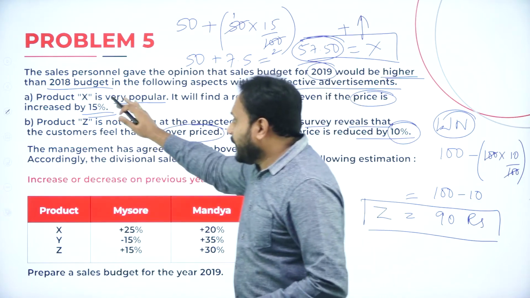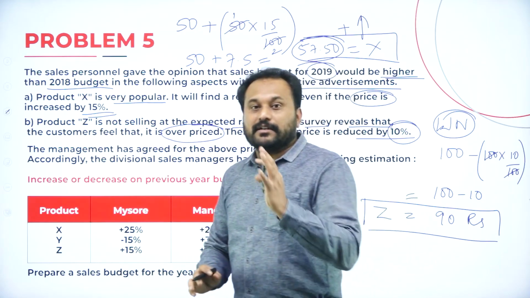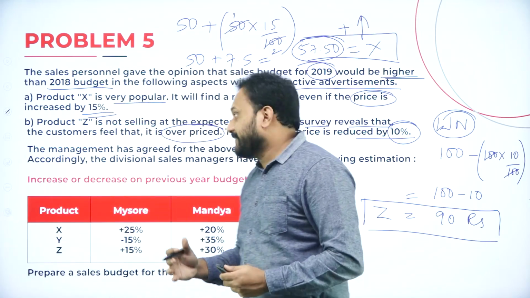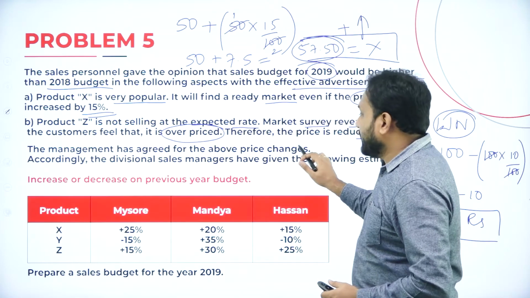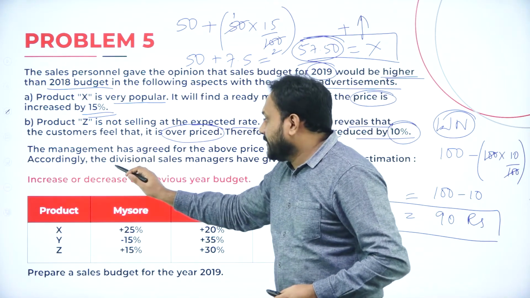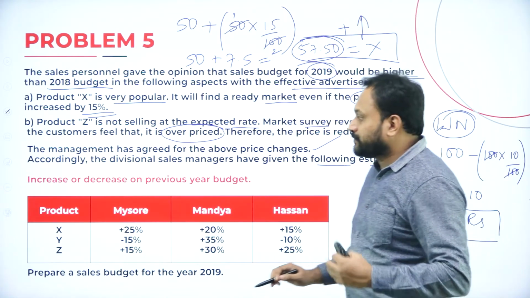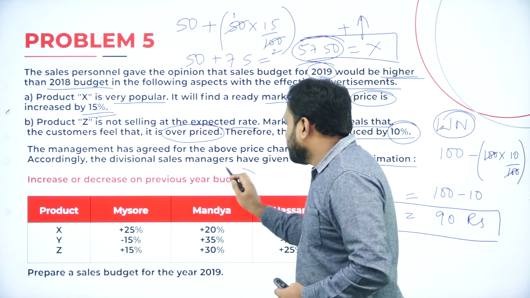Hope you people are able to understand this. Now they nowhere have said anything about Y. That means the rate of Y will be the same. What was the rate? That is 75 rupees. Now the management has agreed for the above price changes. Accordingly, the divisional sales manager has given the following estimation. What is that? Increase or decrease on previous year budget.